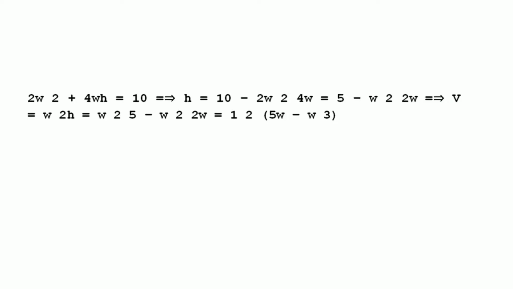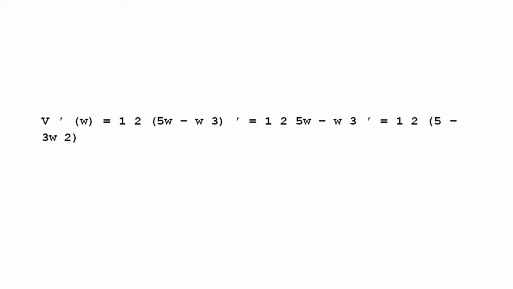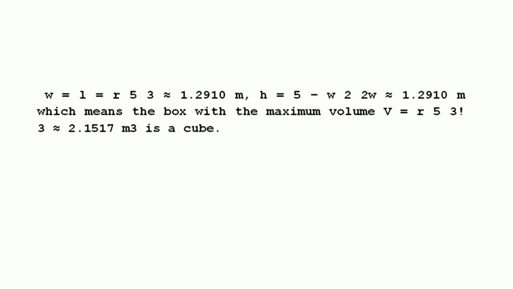Since w is greater than 0, we can use only the first derivative test for absolute extreme values. The derivative of V as a function of w is given. Therefore, the maximum value of the volume must occur at w equals root 5/3. Finally, the dimensions of the box are found. That's it!